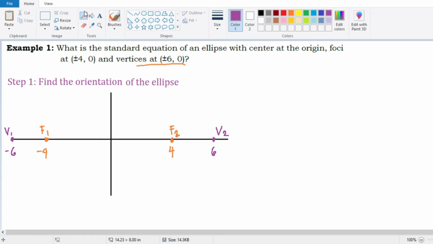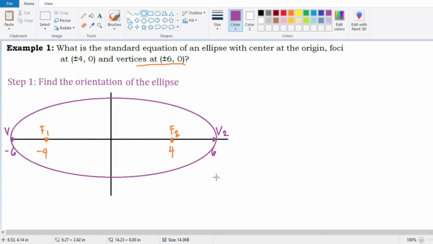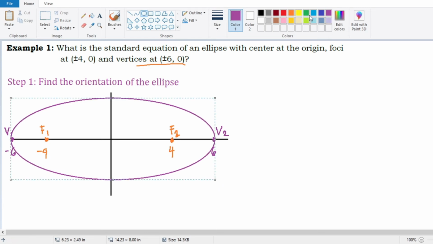So, as you can see there, we have here already an ellipse. Ayan. So, yan yung ellipse natin ngayon. And the orientation is, as you can see, it is horizontal.